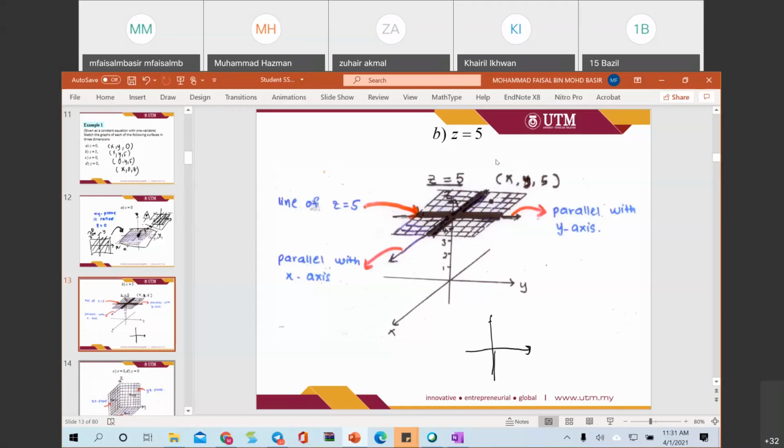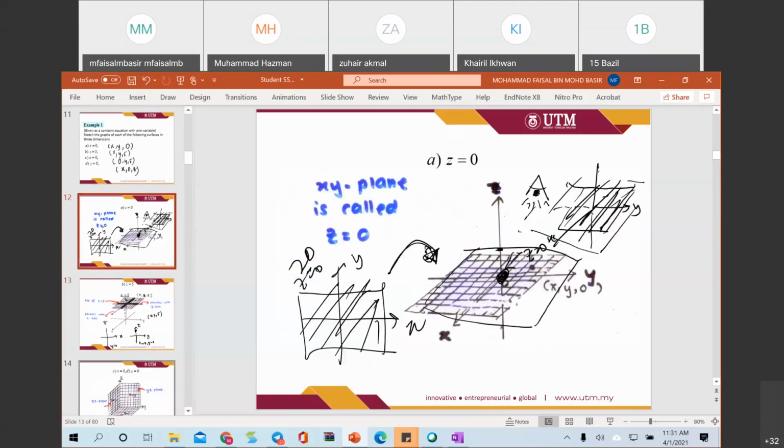So we have z equals 5, meaning (x, y, 5). So we can draw for the zy plane and the zx plane. So here x is 0, right? Here y is 0. So for x equals 0, you have z equals 5. Right? So for here, your y also equals 0. Okay, nothing.